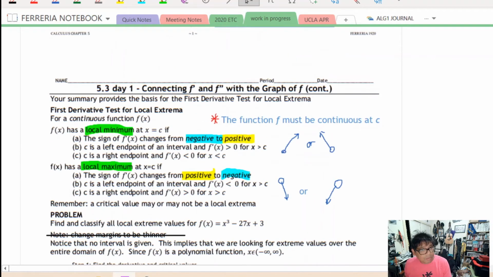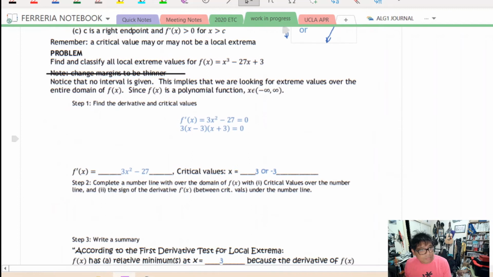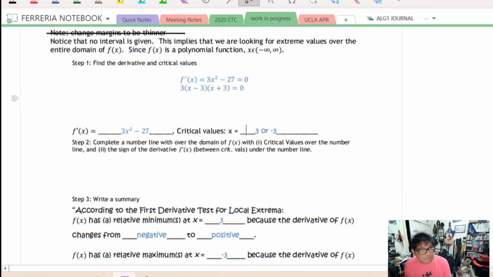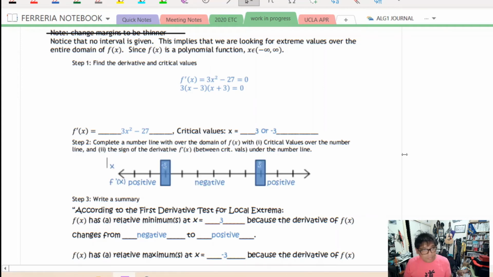Next, we're going to complete a number line over the domain of f, with critical values over the number line and the sign of the derivative under the number line. We should have done this in class, and we did this in the last video. So let's see what that looks like. You'll see that we have our number line. Here's negative 3 over here. It might be hard to read, but that's x equals negative 3. Over here, that's x equals 3.